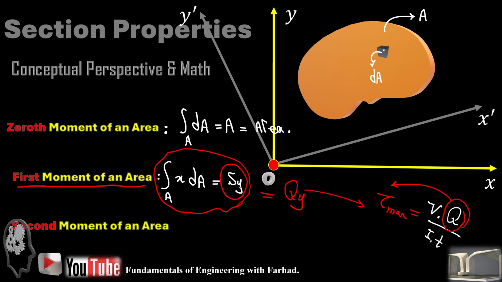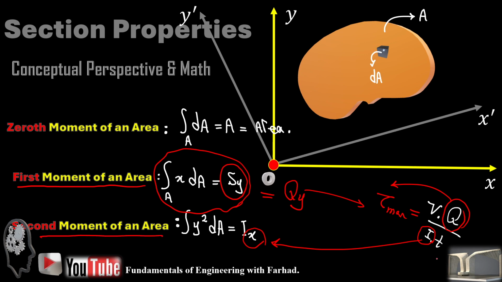And then we can have the second moment of an area, which is the integration of y squared dA for Ix. That's again the moment of inertia, or second moment of an area, which goes to the denominator of the same equation. So you can see in the calculation of tau max, we are using both the first moment of an area and also the second moment of an area. So let's jump to some examples.